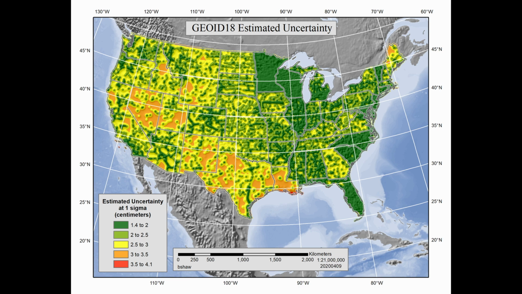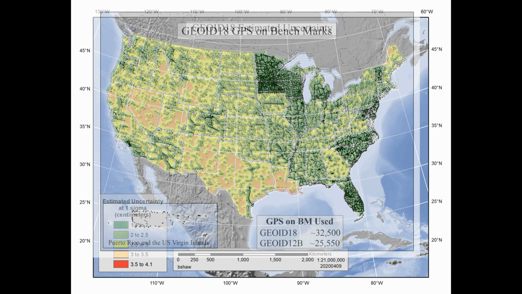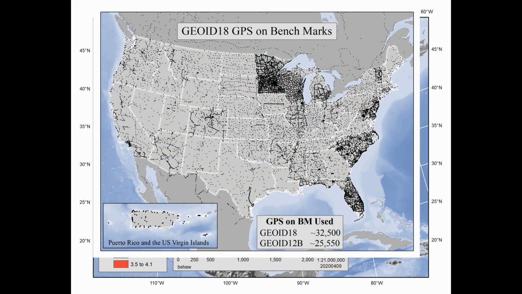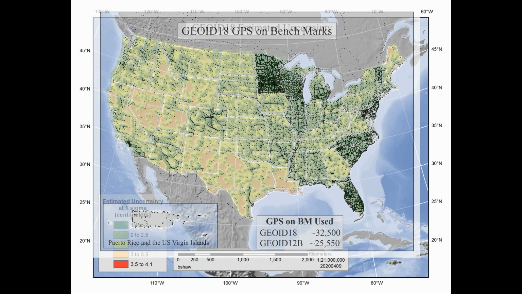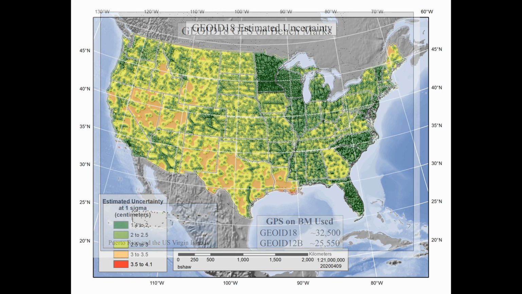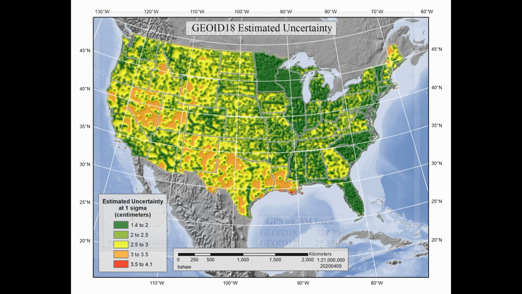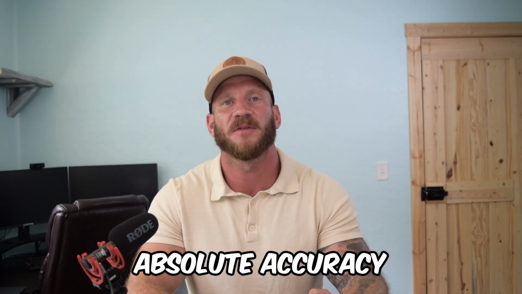We can actually look at a map that shows the Geoid 18 to NAVD 88 uncertainty across the conterminous United States, and it starts to really get interesting when we overlay the map that shows where the previously mentioned GNSS on benchmark observations were used in the creation of Geoid 18. We can see a very obvious correlation between GNSS on benchmark observations and the quality of Geoid 18. It is important to note that these uncertainty numbers reference the possible error of the conversion of an ellipsoid height to an orthometric height in terms of absolute accuracy.